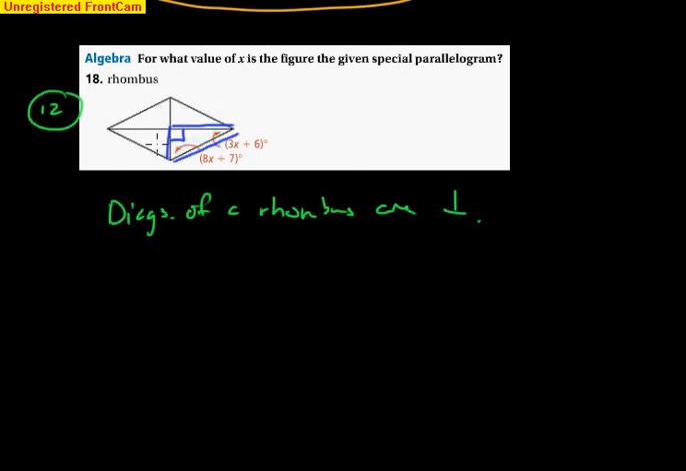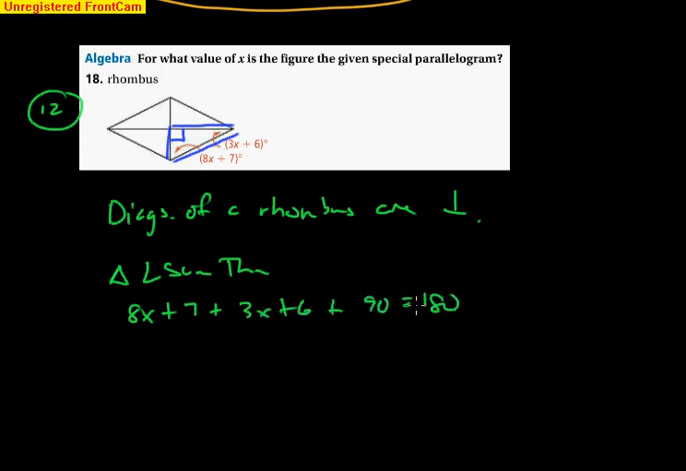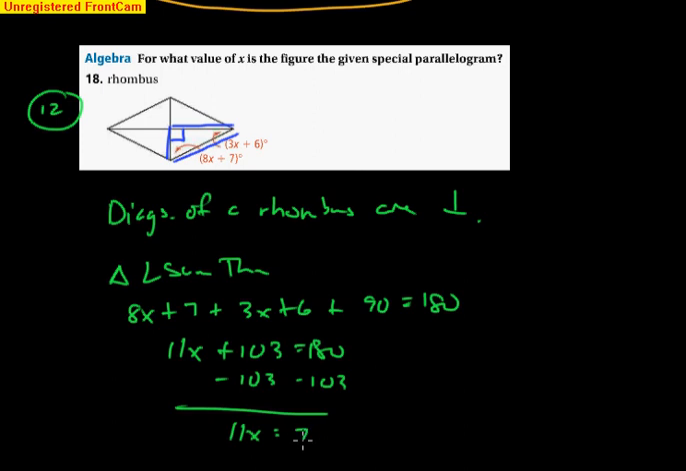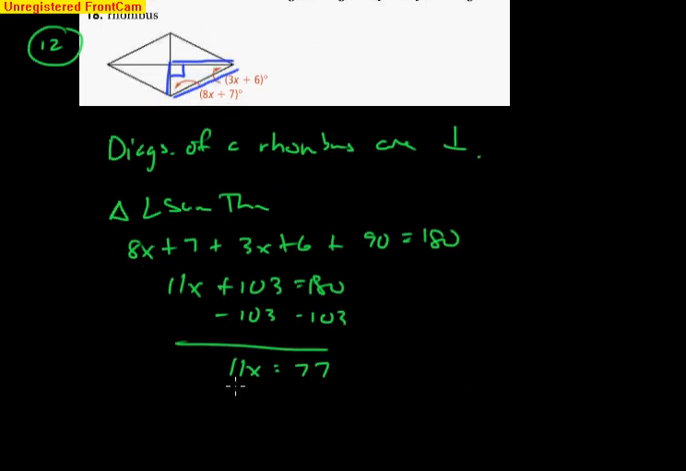And now I know this angle, these two angles have x in them, I can use the triangle angle sum theorem to solve this problem. I'm going to add those 3 angles up. They will give me 180. That is 11x plus 103 equals 180. Subtract 103 from both sides. 11x equals 77. Let me scroll down just a bit. Divide by 11. And x is 7. And that is the value of x that will make this situation a rhombus.